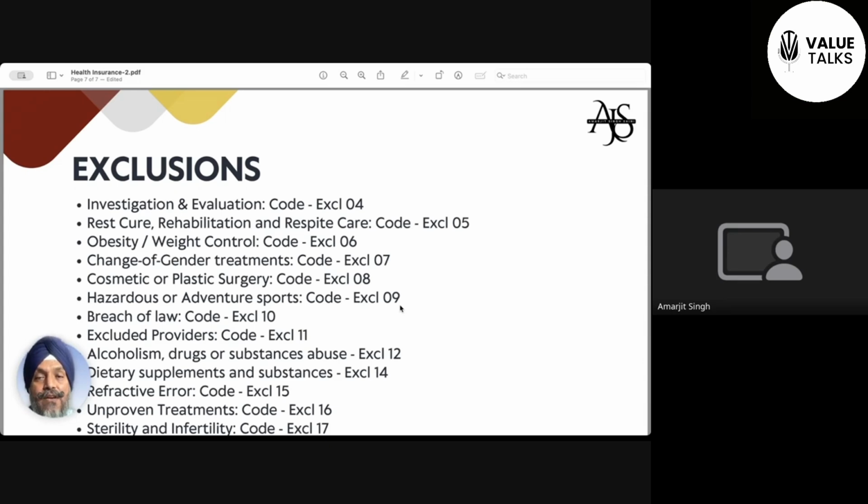Refractive errors are not covered, that is, LASIK surgery, etc., is not covered. However, in one condition it is covered, that is, if the diopter is less than 7.5. In that case, eyesight correction is allowed, otherwise it is not covered. Unproven treatment, I mean treatment which is not actually approved by IMA, etc. Sterility and infertility is also not covered, and these are standard exclusions.